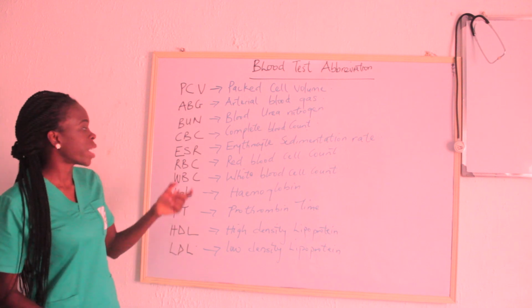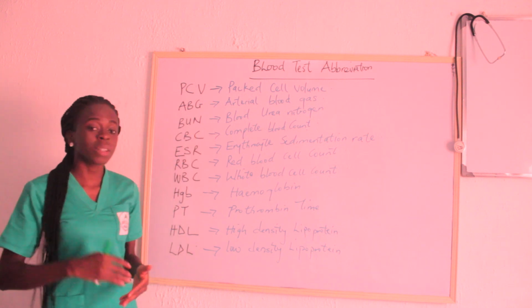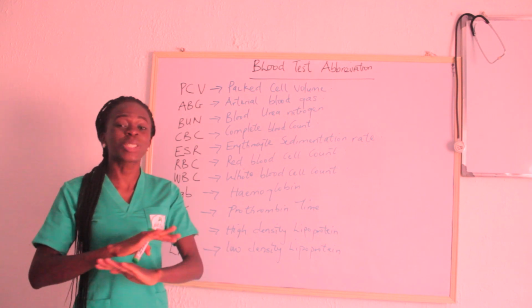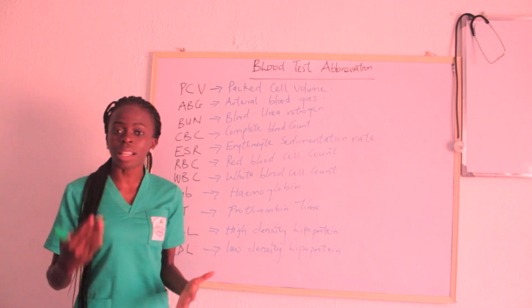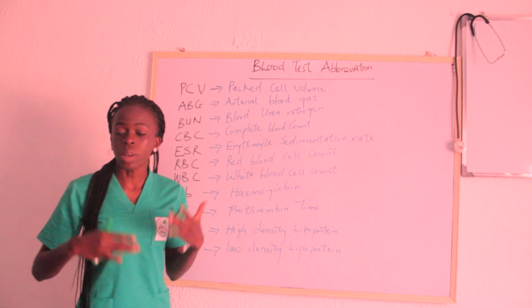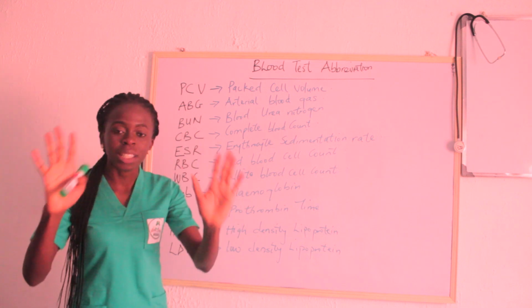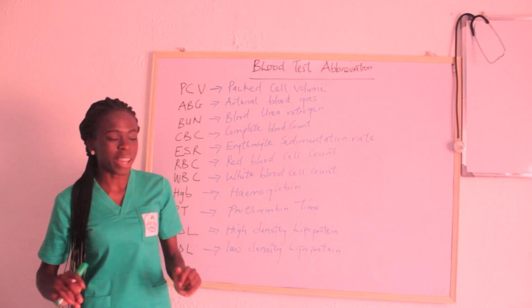So the other one is CBC, which is complete blood count. Complete, that's everything about blood. It actually helps to analyze the blood completely, to know the health status of our blood: the red blood cells, the white blood cells, the platelets. It helps us to know everything about the blood, to know how they are doing. Are they fine or are they not fine?